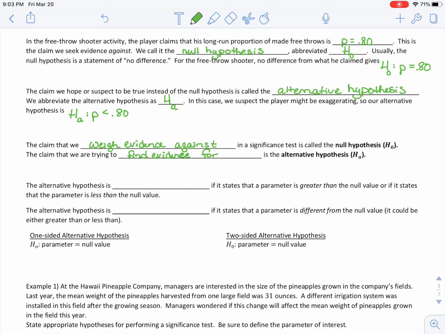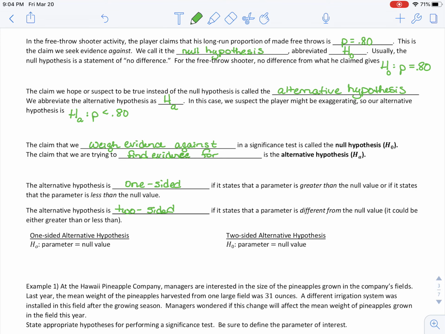So, the alternative hypothesis is called one-sided if it's stating that the parameter is greater than the null value, or if it said that it's less than the null value. So after you've written it out, if this symbol is less than or greater than, then we call it a one-sided test. We will call it a two-sided test if it states that the parameter is different from the null value. So it could be either greater than or less than.